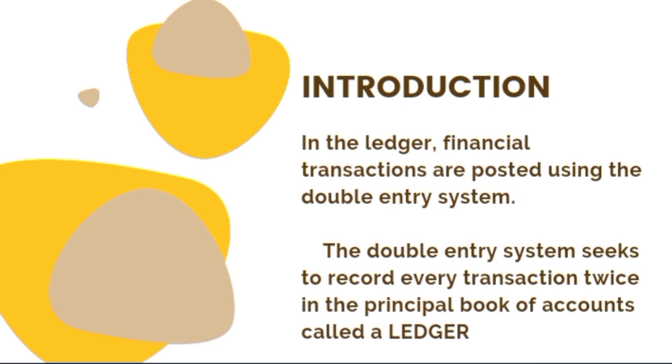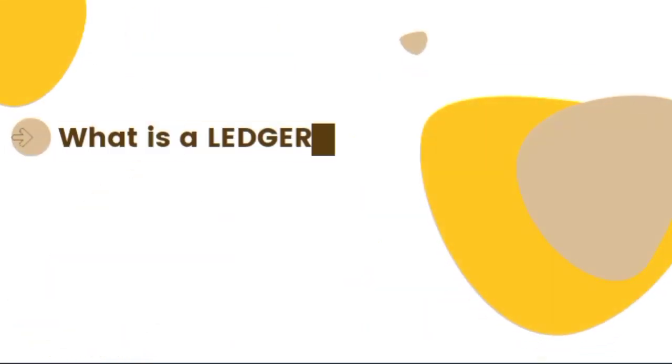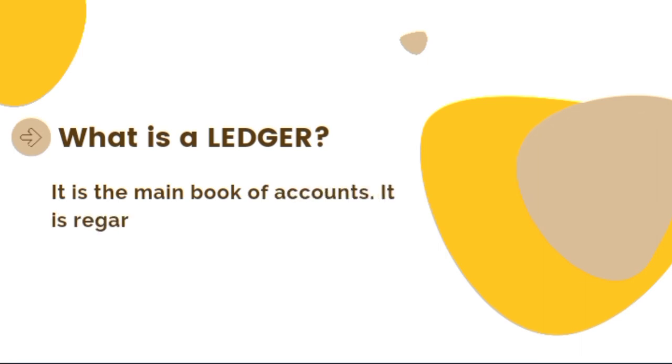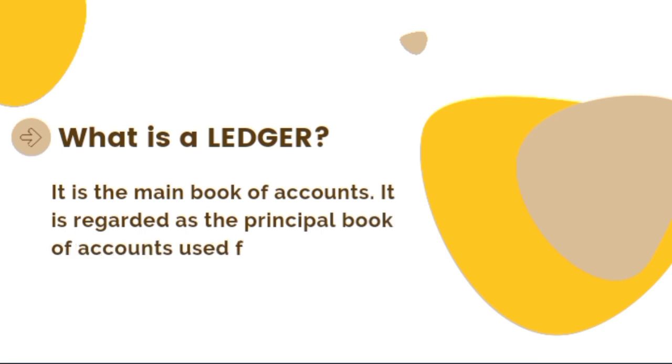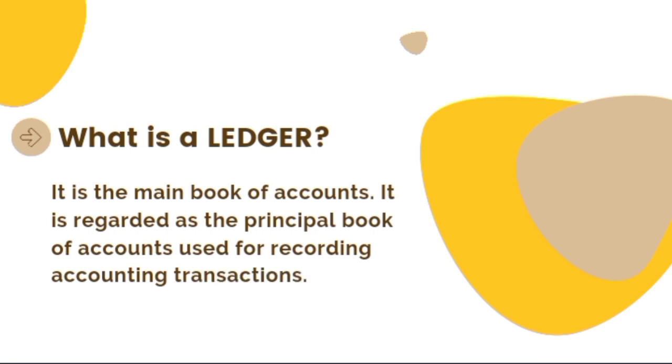A ledger can simply be defined as the main book of accounts used for recording all accounting or financial transactions. In the ledger, financial transactions are posted using the double entry system. That is, all transactions must be recorded twice in the ledger. One on the left-hand side of the account, called the debit side, and the other on the right-hand side of the account, called the credit side.